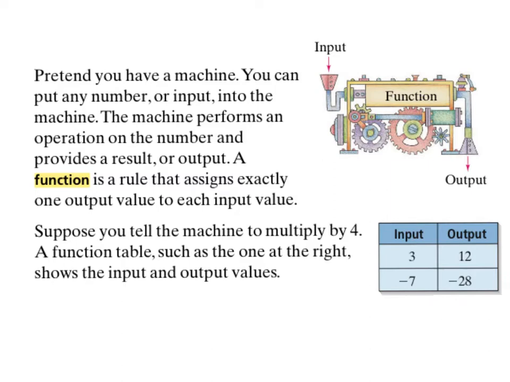Suppose you tell the machine to multiply by 4. A function table, such as the one at the right, shows the input and output values. So your function is you have to multiply by 4. Whatever number you put in, which here we have 3, must be multiplied by 4. So 3 times 4 gets us to our 12. And then negative 7 times 4 gets us to negative 28.